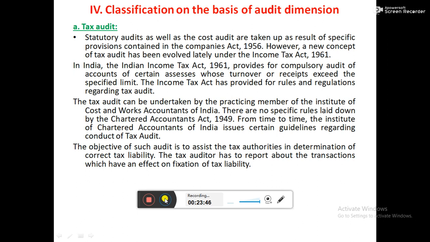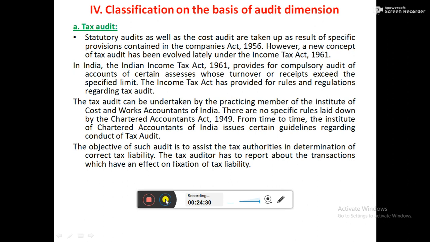Now let me explain the fourth main classification, that is, classification on the basis of audit dimension. This classification is very important. It is further divided into the following types of audits. The first one is tax audit, second is management audit, third is cost audit, fourth is systems audit, fifth is cash audit, sixth is social audit, seventh is performance audit, and eighth is secretarial audit. Now let me explain one by one.